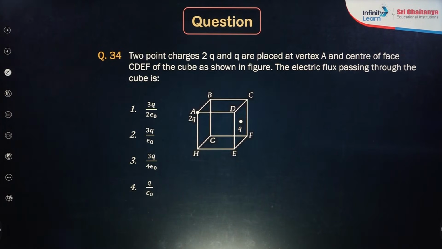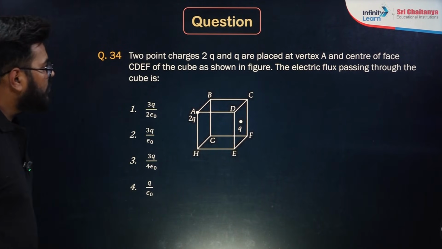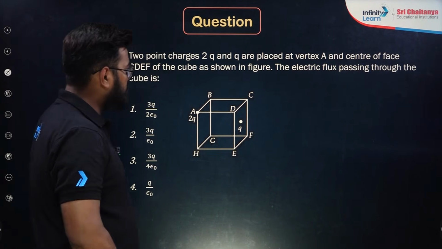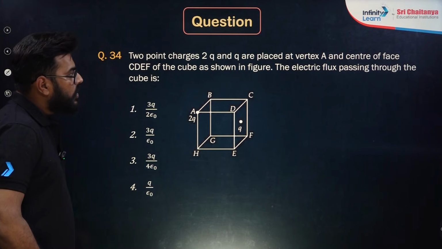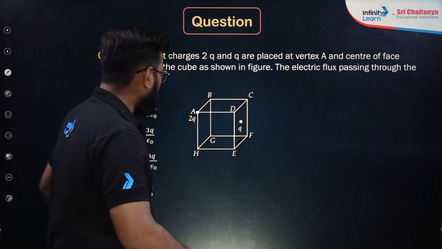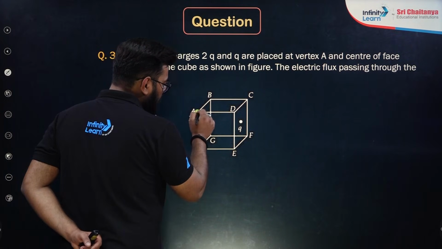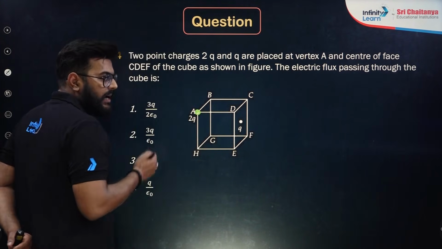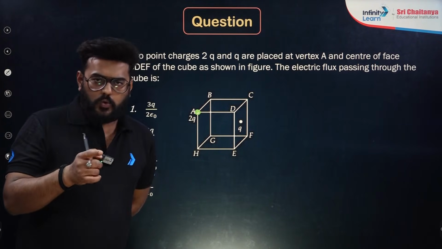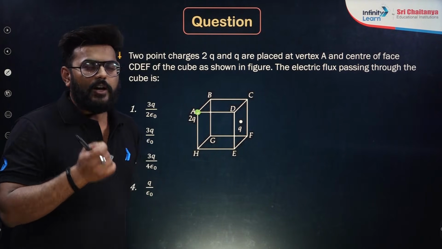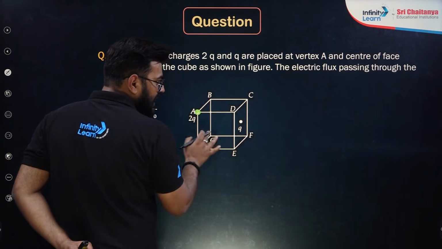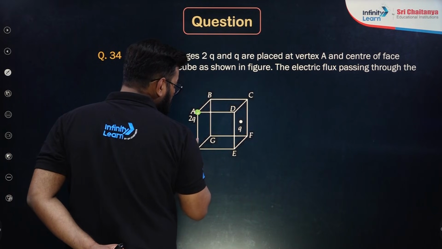Simple problem, okay? Two point charges 2q and q are placed at vertex A and the center of face CDEF of the cube as shown in the figure. What is the electric flux passing through the cube? Whenever you have a charge at the corner, the flux is 1/8 times the total flux due to the cube, or basically 1/8 times q by epsilon naught. So it will be 2q by 8 epsilon naught, that will be q by 4 epsilon naught.